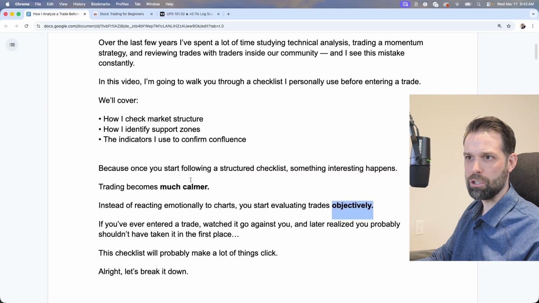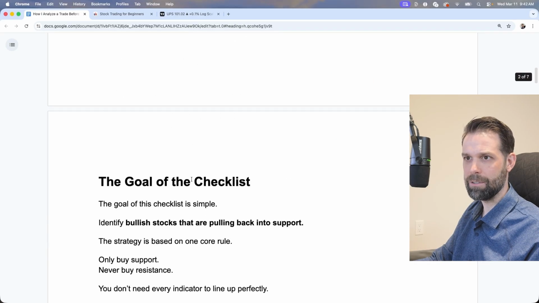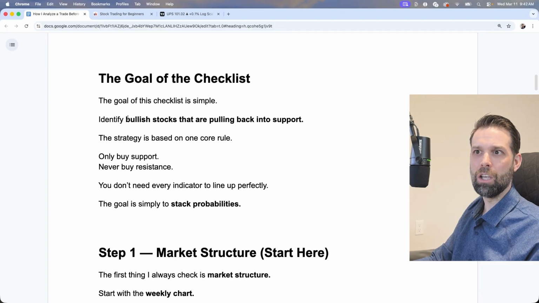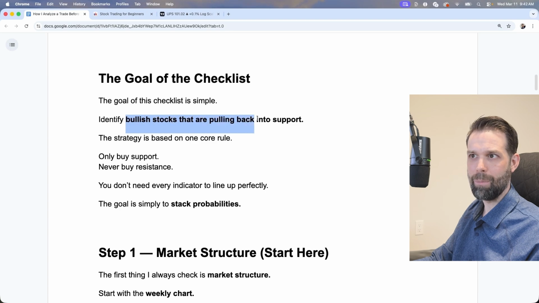So for this demonstration, I'm going to run through a checklist. And the goal of this checklist really is to identify bullish stocks that are pulling back into support. This is the main framework of the strategy that I use.